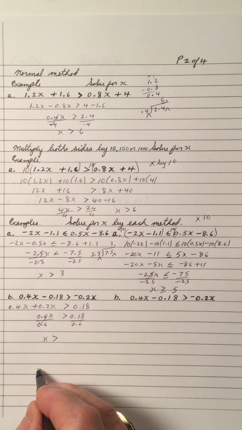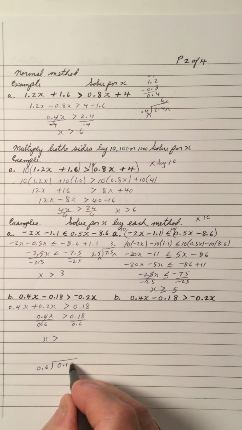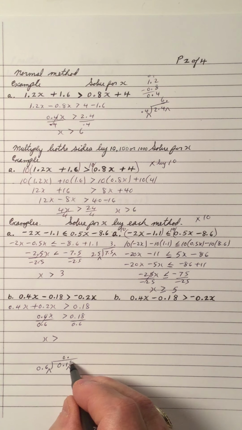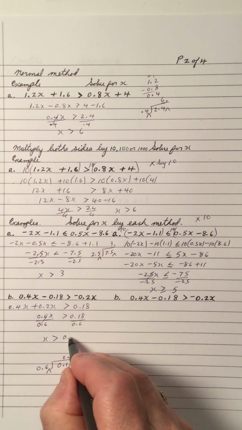And I get 0.6 divided into 0.18. The decimals are in the numbers, so I move it one place and one place, move it up. So 6 into 1 can't go. 6 into 18 goes 3. So I get a 0.3.